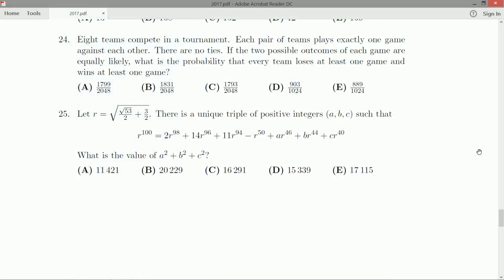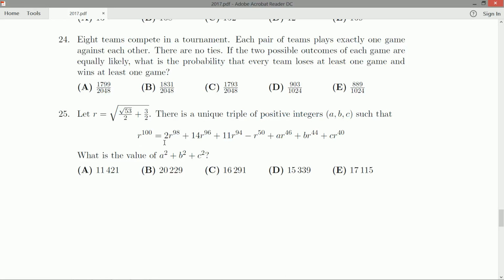Alright, so what have we got here? Let r equal the square root of 53, and already I'm unhappy. 53 is a very weird number to have here. It's prime, I know that. But okay, r is root 53 over 2 plus 3 over 2, square rooted. There is a unique triple of positive integers a, b, and c, such that, what have we got here?